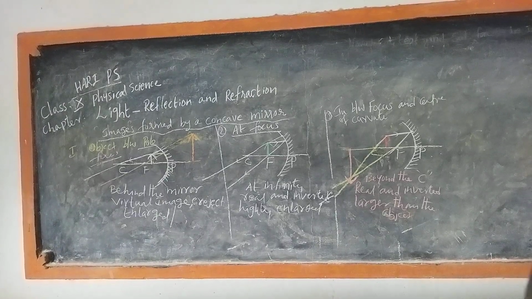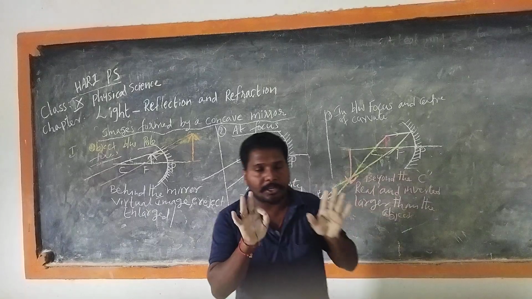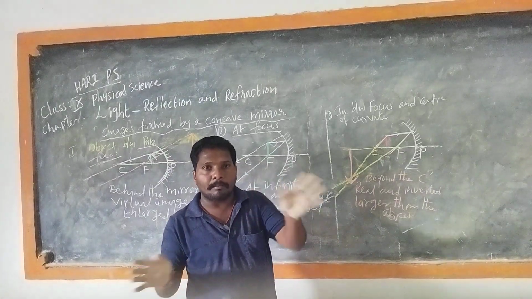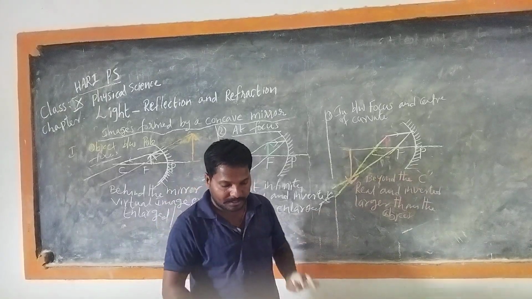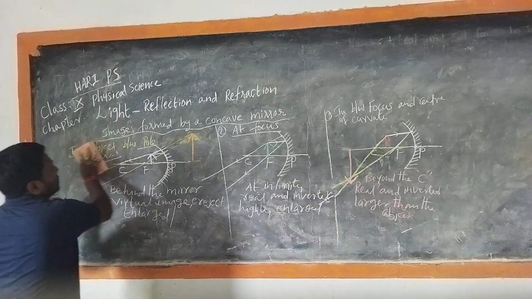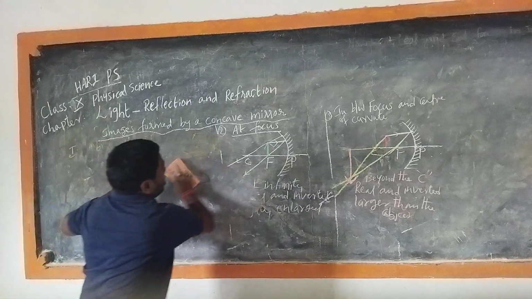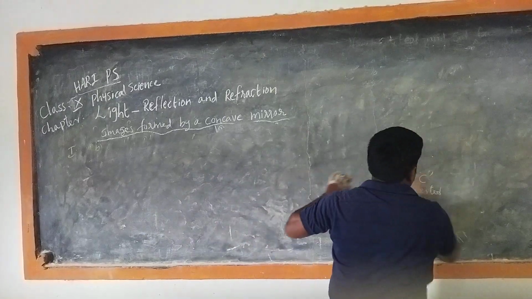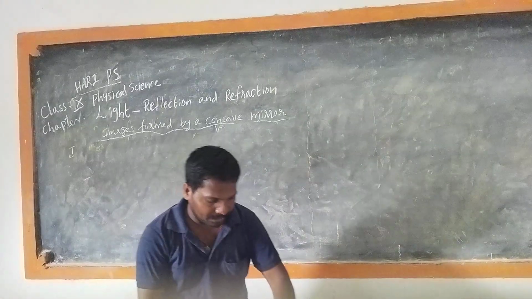Virtual image is formed. Then three positions are completed. There are still three more. So let us discuss. I hope you understood this. Then three more places.